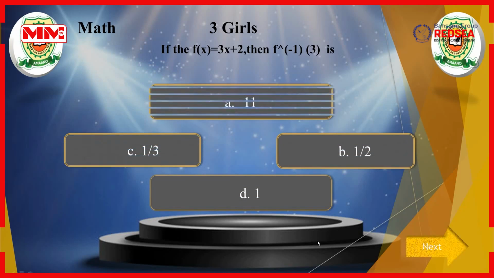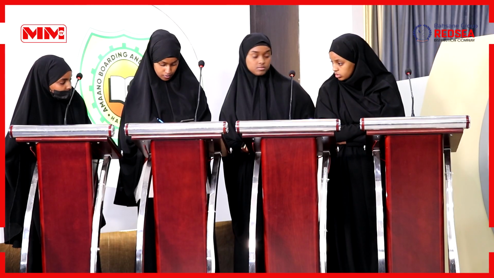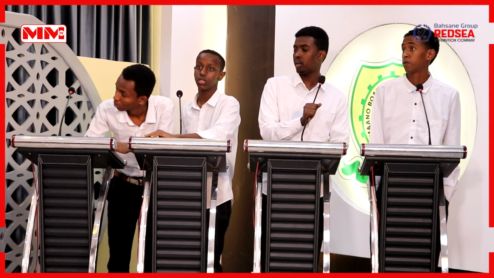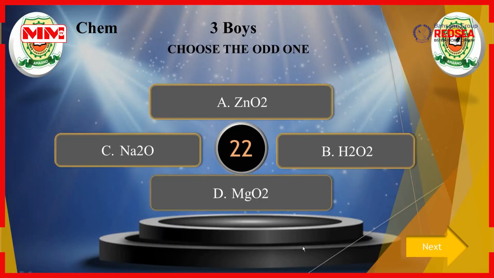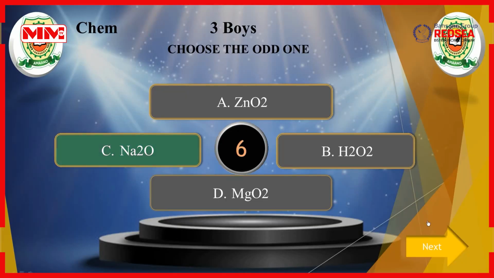Girls, if f of x is equal to 3x plus 2, then f of negative 1, 3 is 2. Timed out, boys? Yes, boys? A. Okay. No one got it right. Choose the odd one. Yes? C, that's correct for the boys.